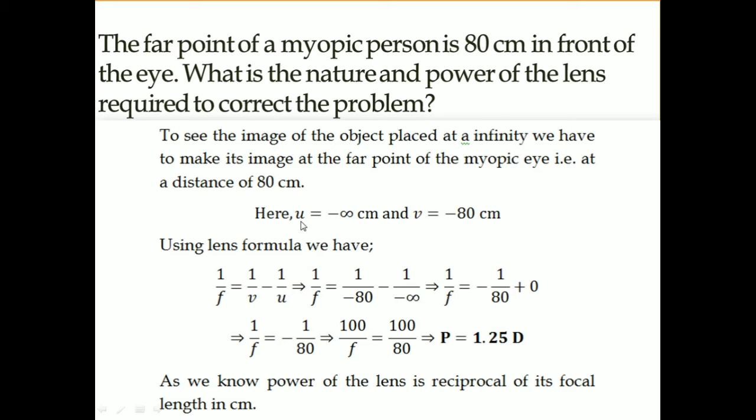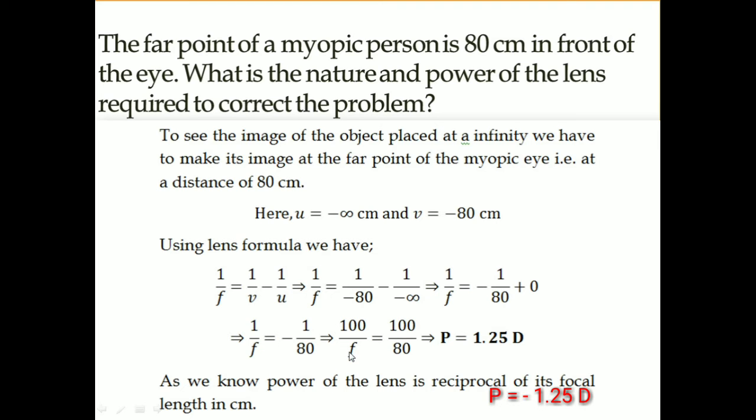So in this question, object distance is minus infinity and image distance is minus 80 cm. Now the lens formula is 1 upon f is equal to 1 upon v minus 1 upon u. Put the values here, we will get 1 upon f is equal to 1 upon minus 80 minus 1 upon minus infinity. This implies 1 upon f is equal to minus 1 upon 80 plus 0. This implies 1 upon f is equal to minus 1 upon 80. This implies 100 upon f is equal to minus 100 upon 80. Hence power is minus 1.25 diopter.